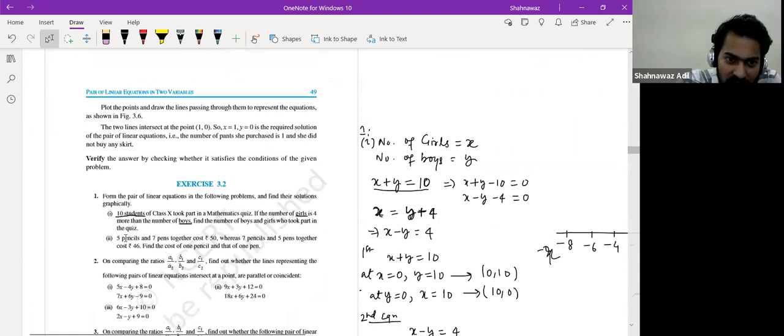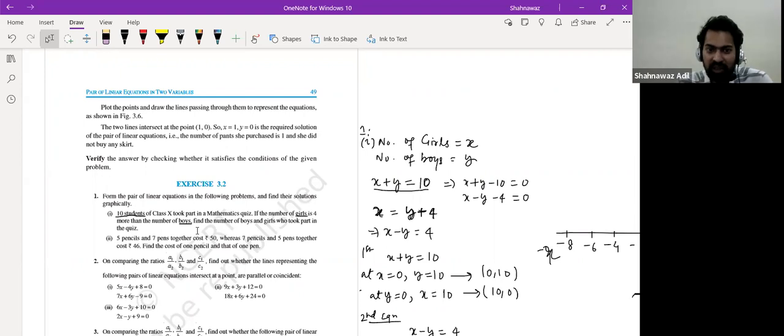So you do this homework, right? So 5 pencils and 7 pens. Again, this question is just like the previous exercise one. So what will be your x and y? Pencil and pen. Yes, the cost of one pencil and the cost of one pen. So 5x plus 7y is 50, and 7x plus 5y is what?